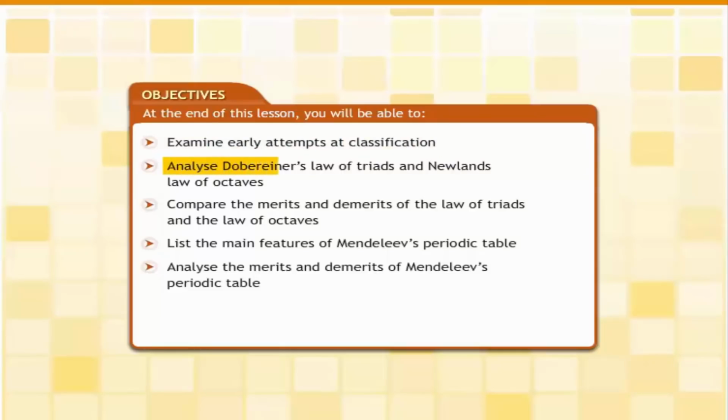analyze Döbereiner's law of triads and Newlands' law of octaves, compare the merits and demerits of the law of triads and the law of octaves, list the main features of Mendeleev's periodic table, and analyze the merits and demerits of Mendeleev's periodic table.